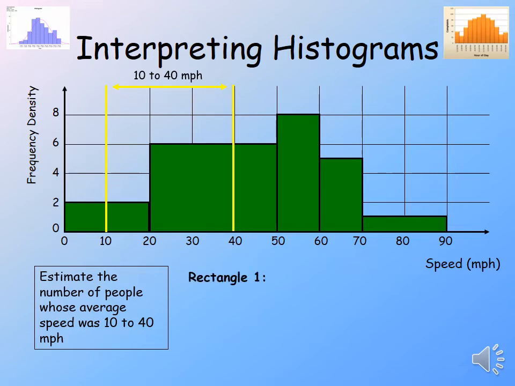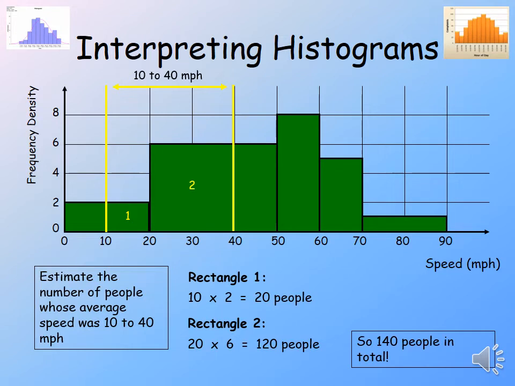Okay, so rectangle number 1, which is this one, it's 10 multiplied by 2, which is 20, and rectangle number 2, which is this one. So that goes from 20 to 40, so it's 20, and the density is 6, that's 120, and we merely add the two to get 140 people. Alright, so I've got a few of the examples and the sorts of questions that you could be asked.